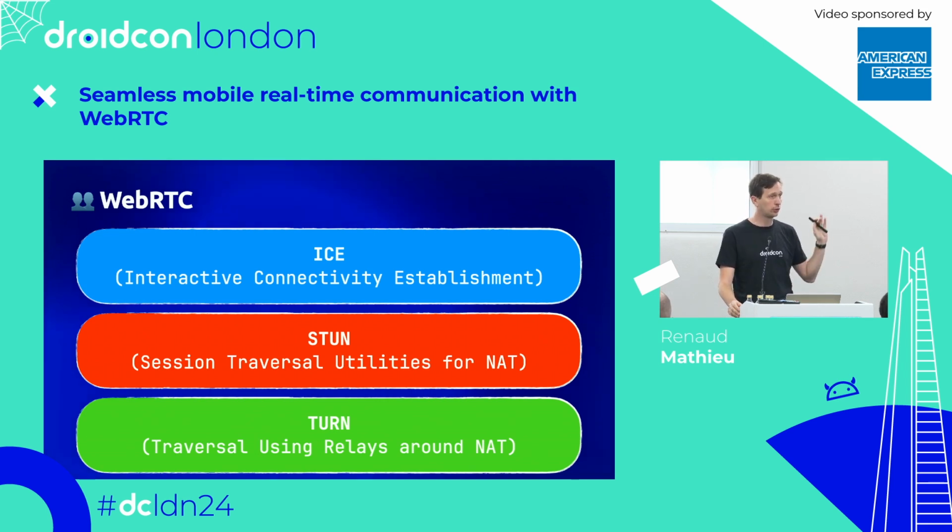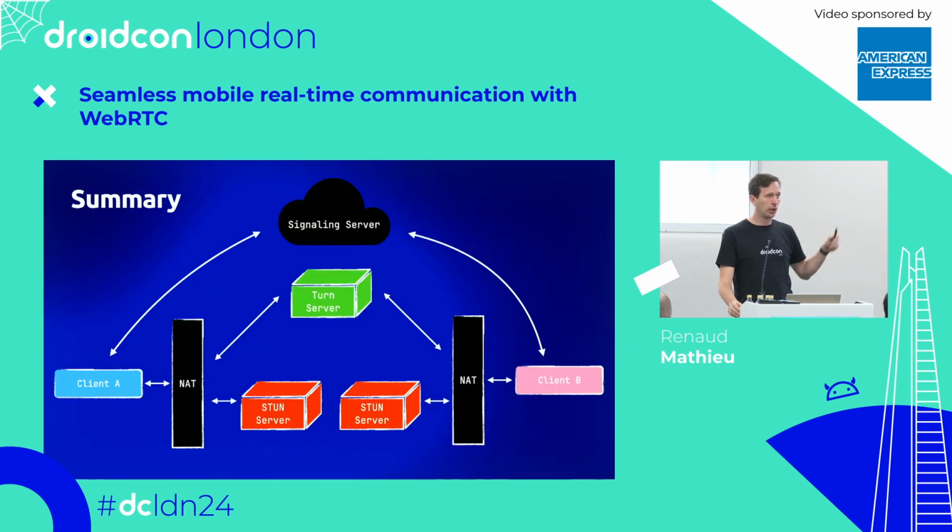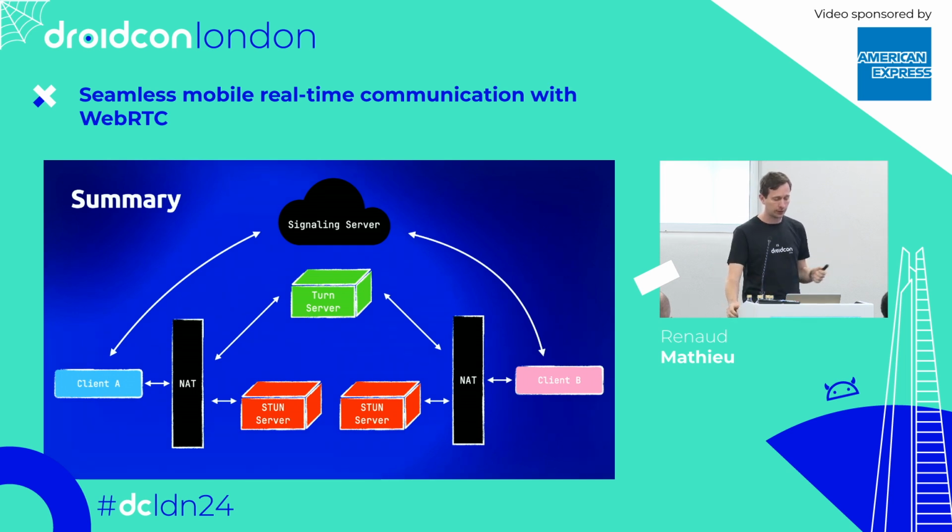So let's have a look at a summary of the WebRTC architecture. I tried to draw it like this. Of course, you can see the NAT here, the network address translation. That's just the method of mapping an IP address space into another, by changing the address information inside the IP headers of packets while they are in transit. So this is the NAT. You can see there is a signaling server, a TURN server, and also a STUN server to establish the connection between client A and client B.